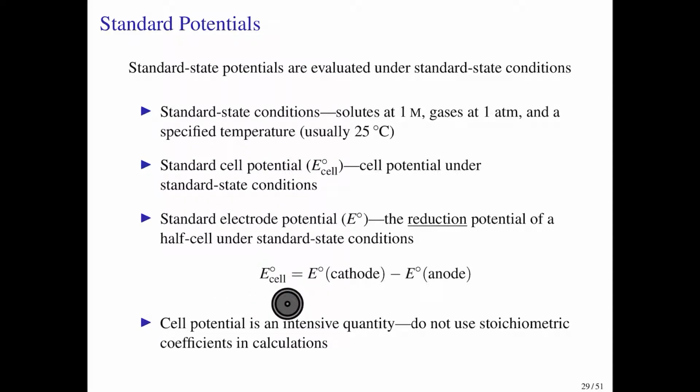Okay, and so this is something that you need to be able to work with. To help you remember this formula, I suggest you use cathode minus anode. You just look these numbers up in the tables and then you use them. You don't have to worry about stoichiometric coefficients. You don't have to change any signs. You just look up the number for your cathode and the number for your anode, take the difference, and that gives you the cell potential.